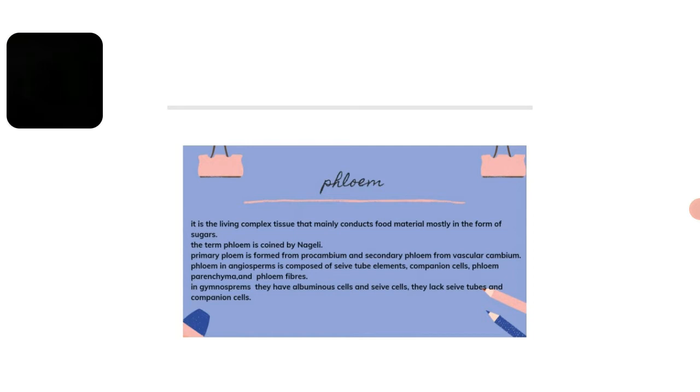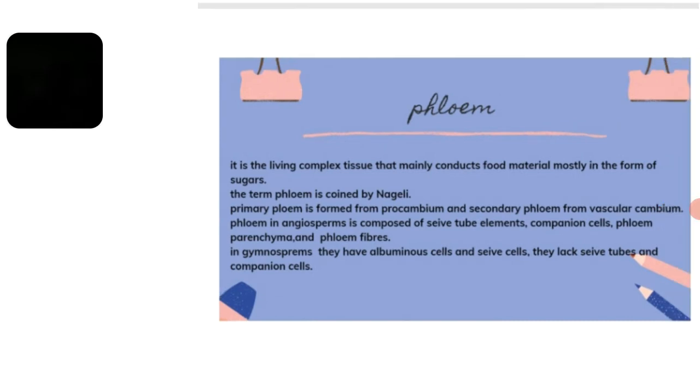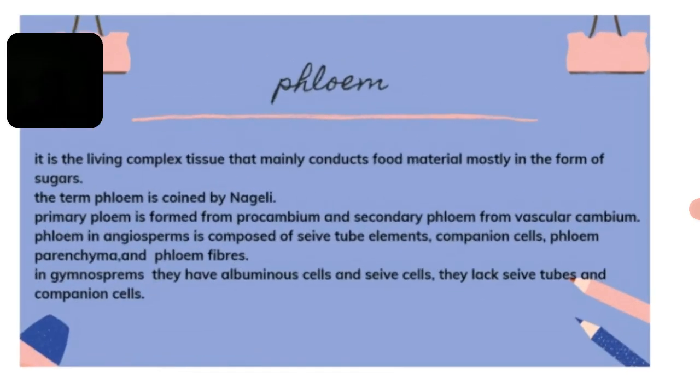Next one is the second part of the complex tissue, the phloem. So all of you know the function of the xylem is the conduction of water and minerals, but here in the phloem the function is conduction of food materials. Okay, it is a very important component which helps the plants in the translocation of food. See here, it is a living complex tissue whereas xylem is a dead tissue, but phloem is a living tissue that mainly conducts food material. Mostly it is in the form of sugars.